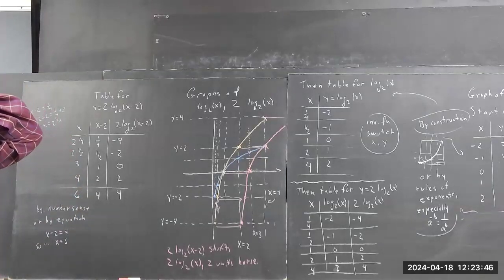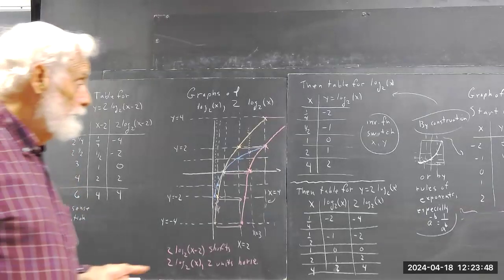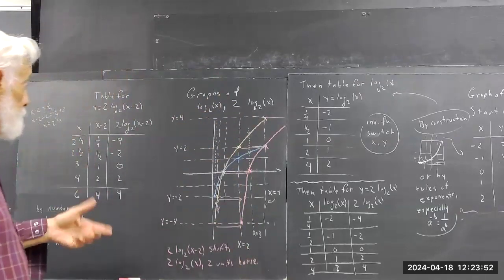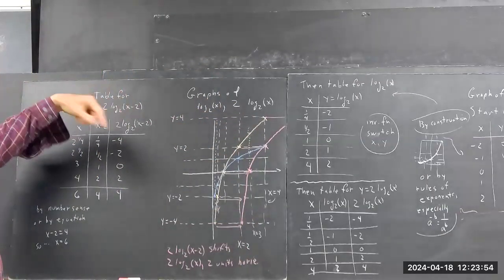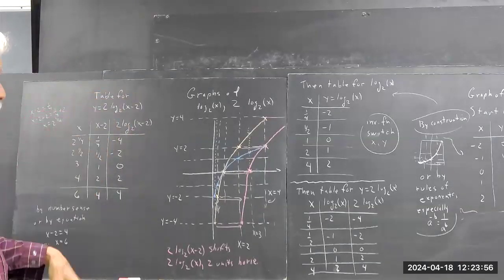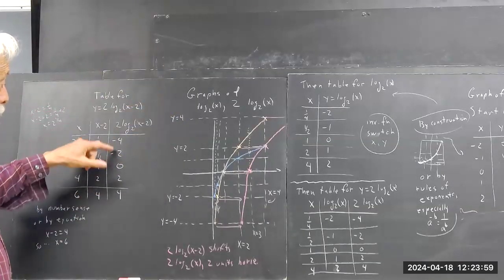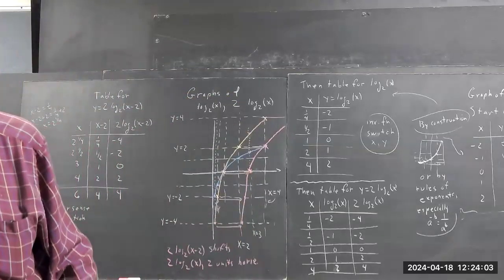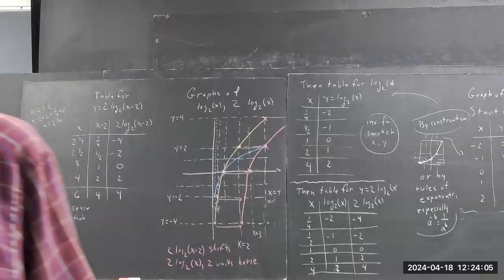Now, if we also had a vertical shift on this function, well, we understand that shifts the graph up or down because you're adding or subtracting some value. So if it was log base 2 of x minus 2 minus 3, we'd have to subtract 3 from all these y values, and that would move the graph 3 units down. Now, we really need to master that, okay?